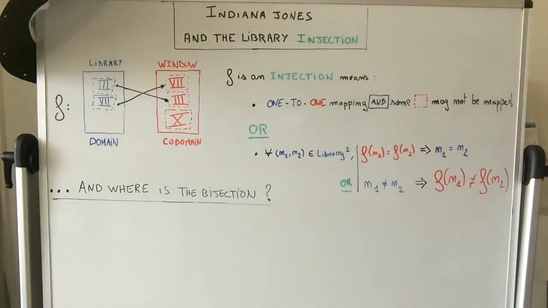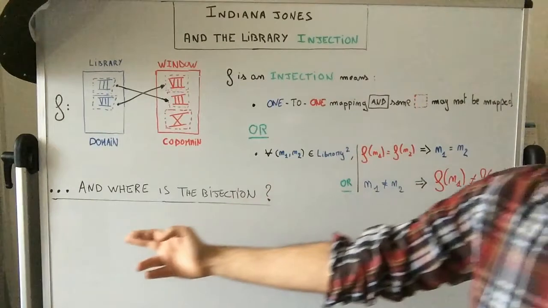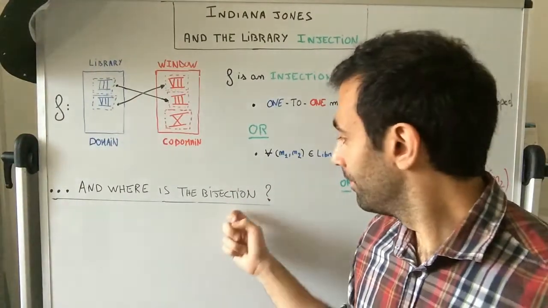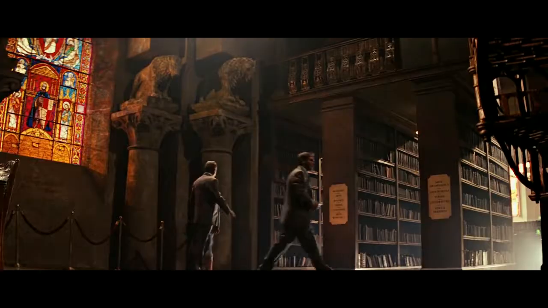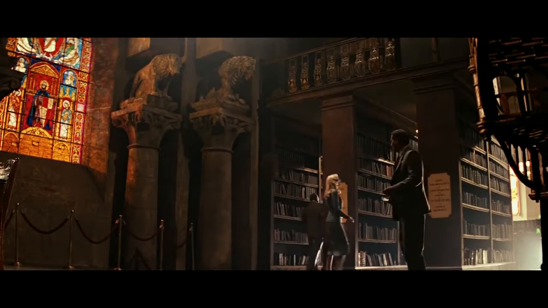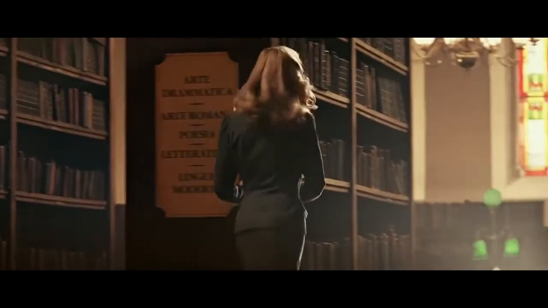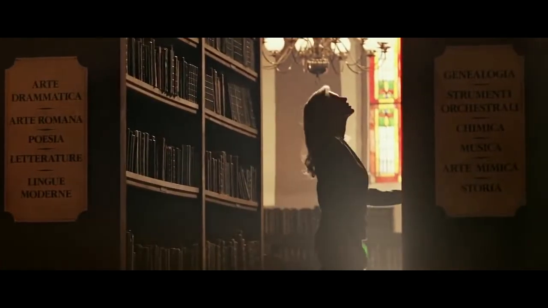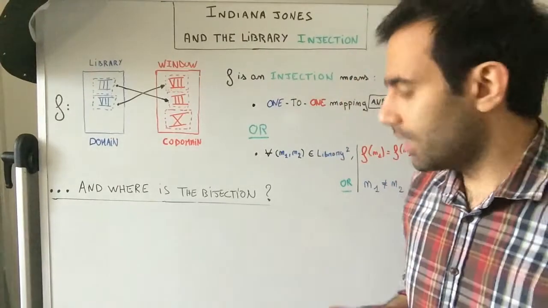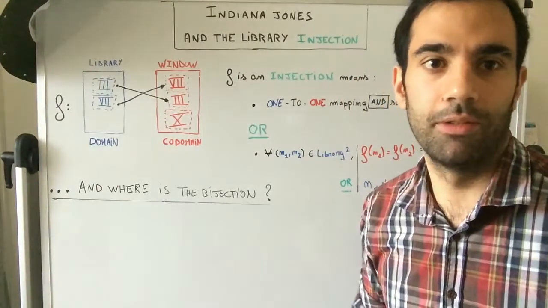Now, question. Where is the bijection, Indy? Where is he? 3, 7, 6. Where is it? We need to define what a bijection is.